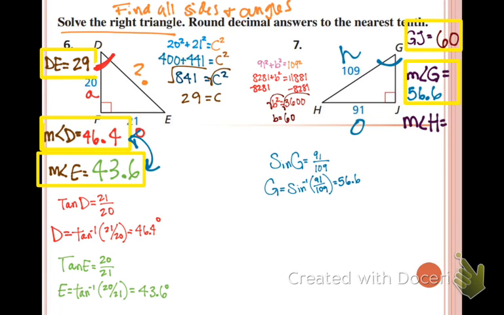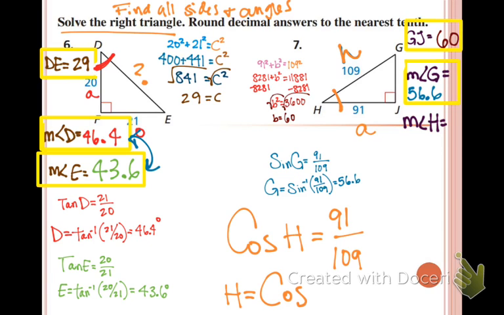All right, now let's find the last angle, which would be H. Which one of these sides will change? Yeah, the opposite. What will the opposite now be? Adjacent, and the hypotenuse is still the hypotenuse. So which trig function deals with these two sides? Cosine. Cosine of angle H equals the adjacent over the hypotenuse. So the adjacent is 91, the hypotenuse is 109.